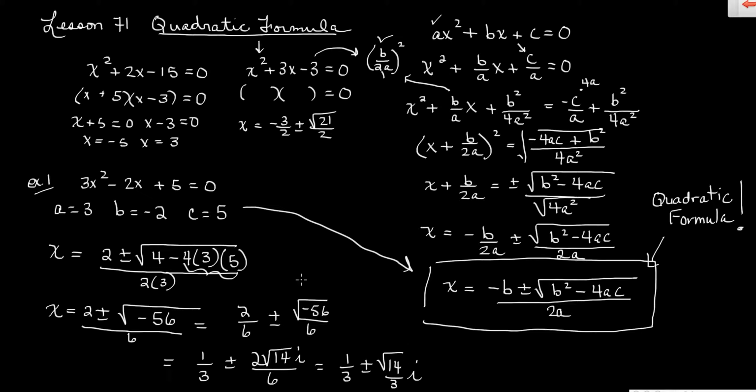So 56 is 4 times 14. So it'd be the square root of 4 times the square root of 14, and the square root of 4 is 2. Whoops, this should have been 14. Over, so it would be 2 square root of 14 i over 6. And so this is your final answer to the problem.